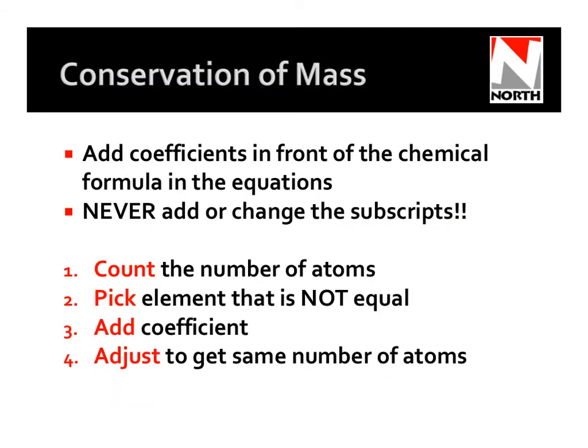So when I do this, I want to remember I can only add coefficients in front of the chemical formula in these equations. I can never add or change the subscripts. So you might want to pause the video right here and make sure you write down these steps. First of all, count the number of atoms, just like we did in the last equation. And then if I have any elements that are not equal, that's where I want to start. And remember, all I can do is add coefficients. I cannot change the subscripts. And then I might need to erase and make some changes to get the same number of atoms on both sides so that they'll be equal.